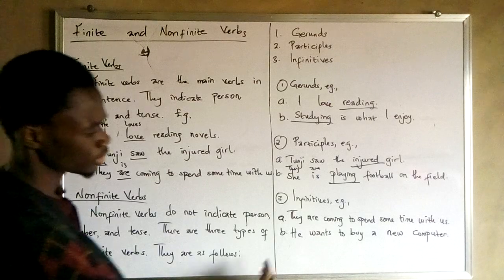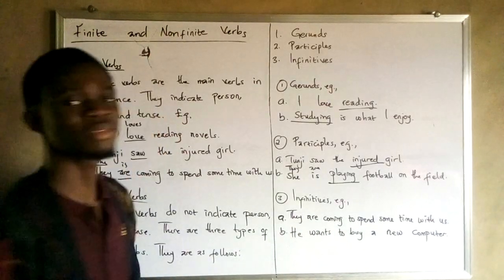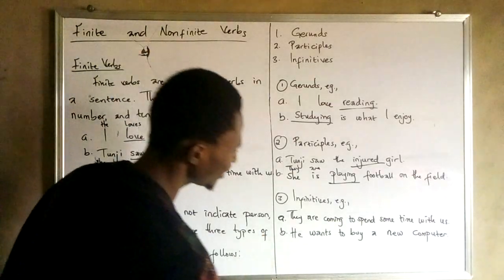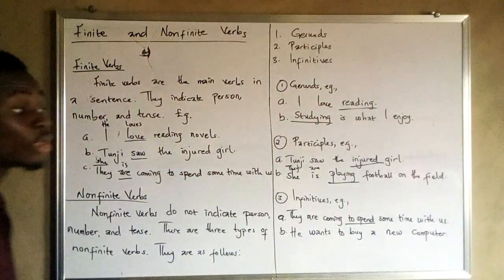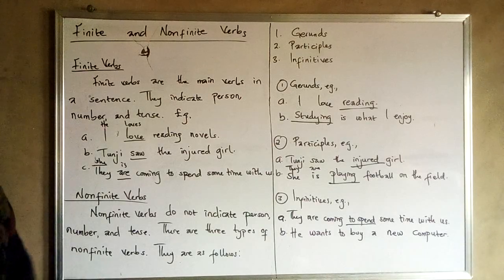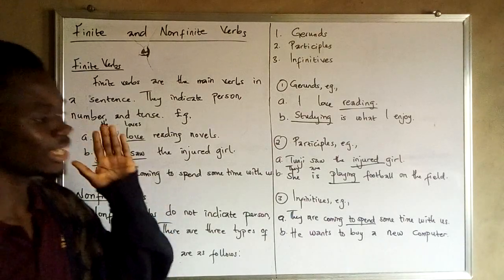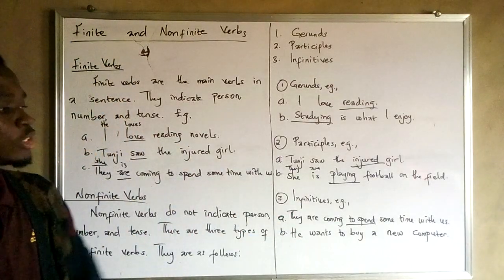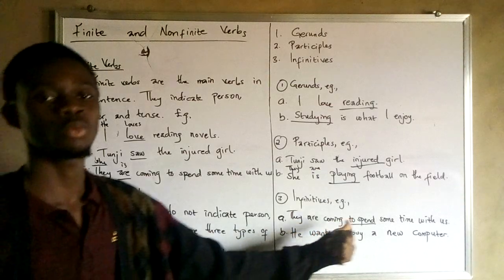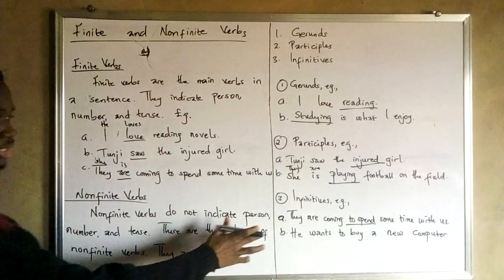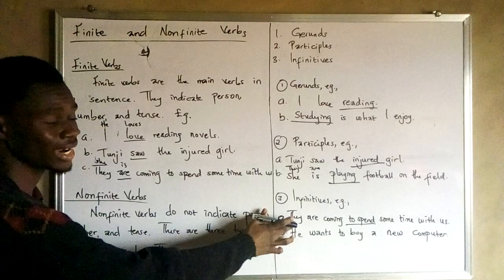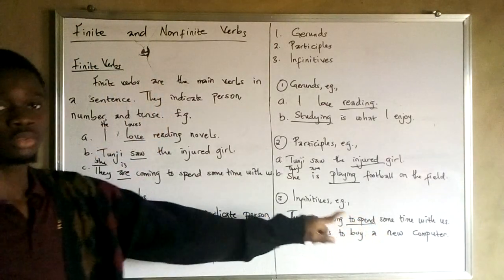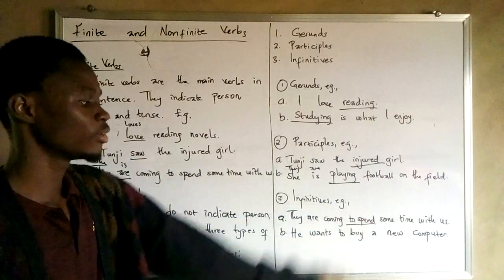So in this case, for example, they are coming to spend some time with us. To spend here is a non-finite verb. It is a to-infinitive or an infinitive. And it is also a non-finite verb because it doesn't agree with the subject. If this subject were to be changed, like this is a plural entity, if I were to change to a singular entity, it doesn't change the state of this to-infinitive or infinitive verb.